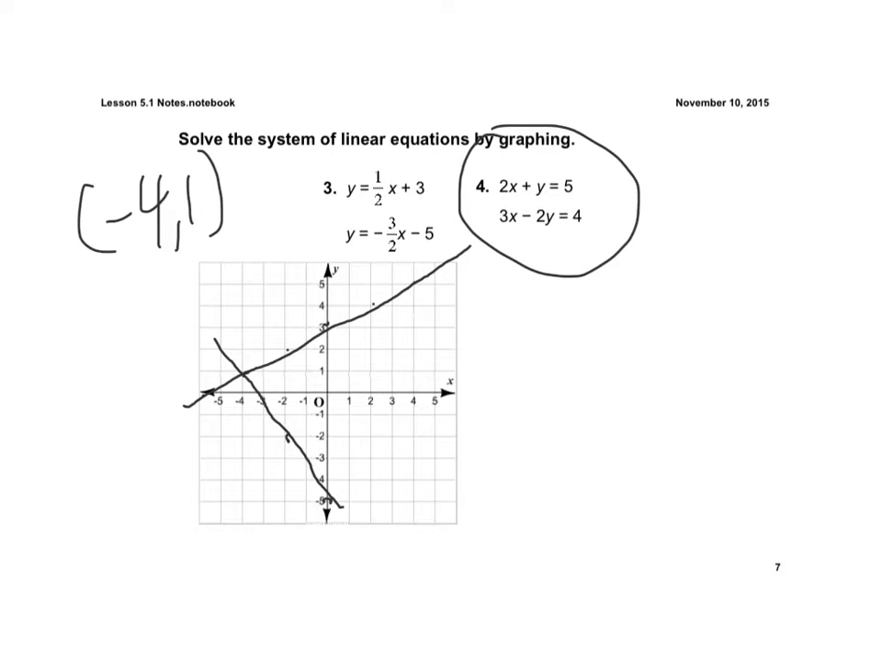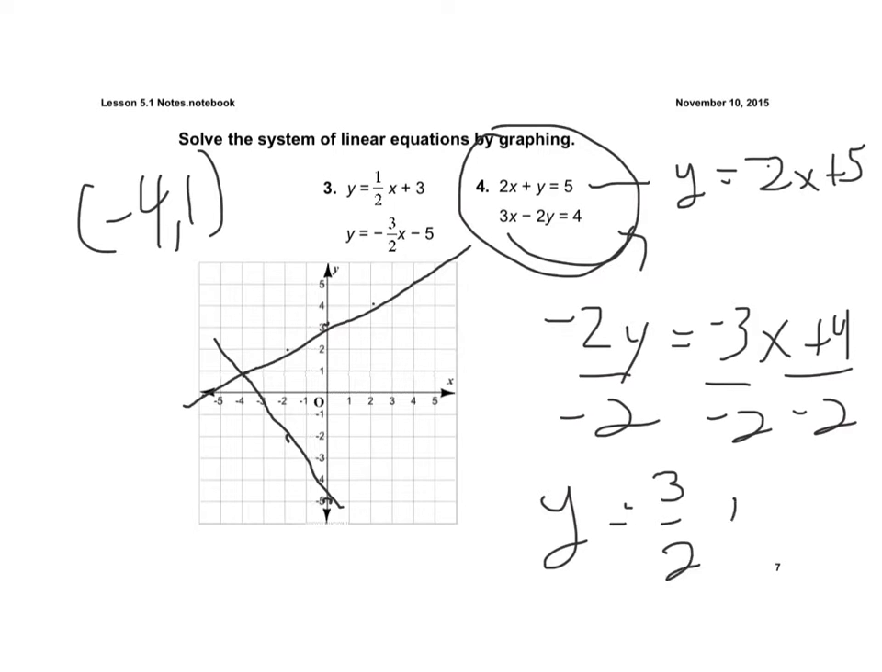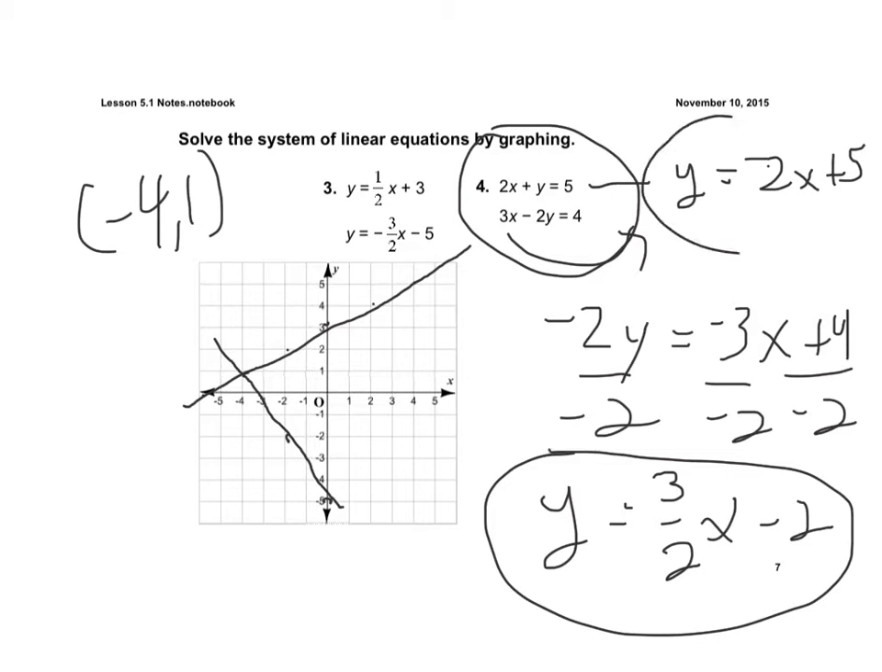Well, yeah, you should put them both into slope-intercept form. So this one would be y is equal to negative 2x plus 5. And then the next one, I'd have to move that over. So it'd be negative 2y is equal to negative 3x plus 4. Then divide every term by negative 2. And we get y is equal to positive 3 halves x minus 2. And then we'd have these two equations to graph, and where they intersect would be our solution.